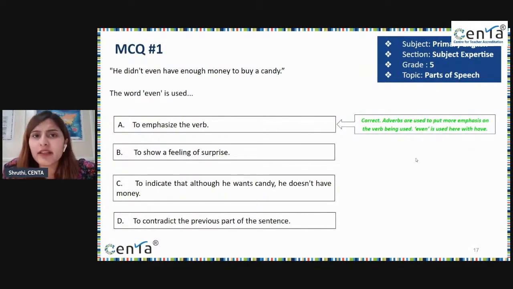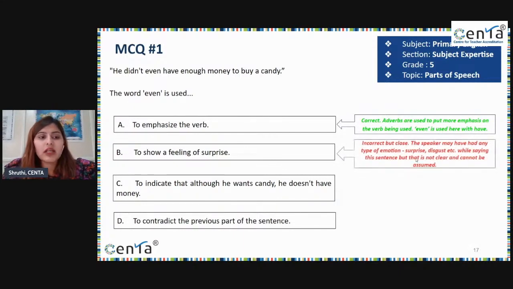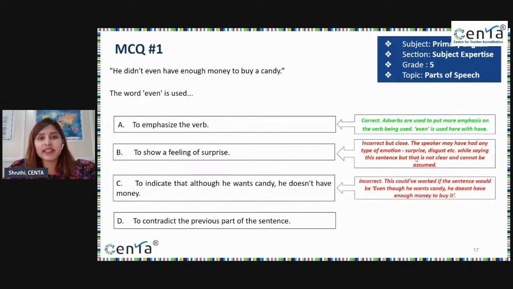Why are B, C, and D incorrect? Let's quickly have a look. B is incorrect, but it's close. It could be a feeling when you're saying it, right? He didn't even have enough money to buy a candy. The speaker may have had any type of emotion. It could have been surprise, that's left to assumption. It could have also been disgust or shock, that's left to assumptions. So while saying a sentence, it's not clear, and therefore we cannot assume that it was said with a feeling of surprise. Therefore, the more logical and clear correct answer is A. But B is close.